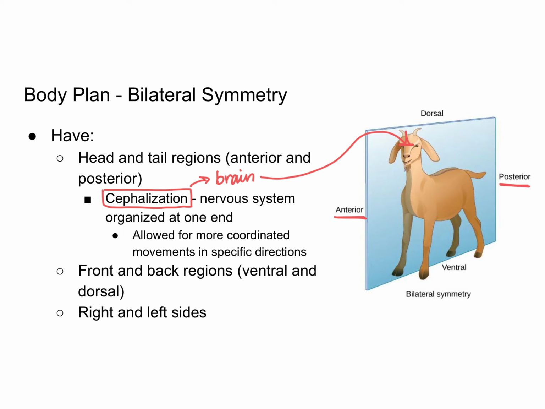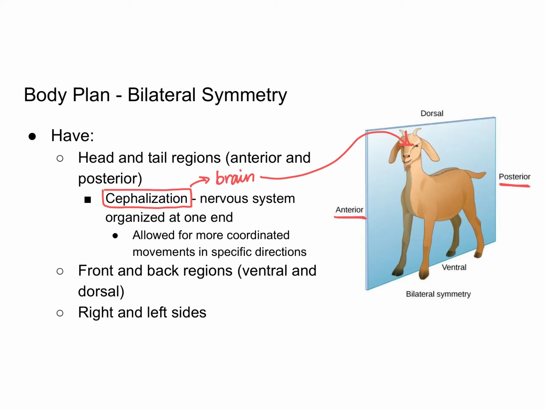This allows for more coordinated movement in specific directions. Animals that have this bilateral symmetry with an organized nervous system, a brain, can now move purposefully in certain directions. And this really helps with things like pursuing prey or trying to get away from predators.